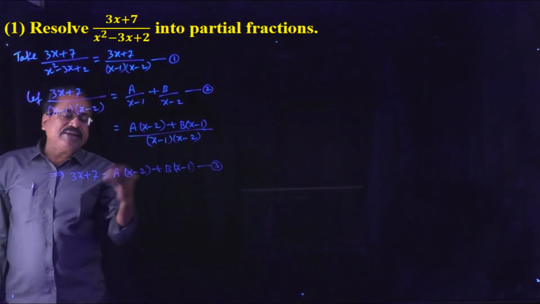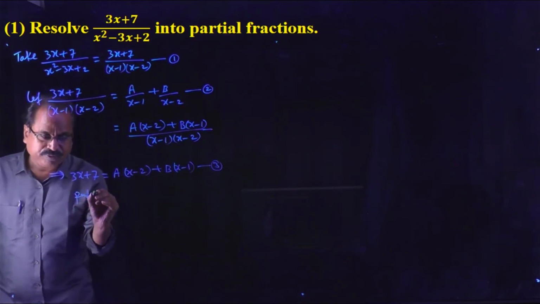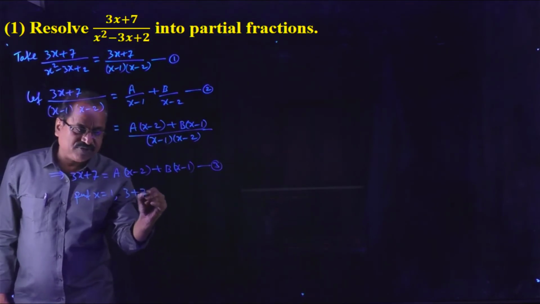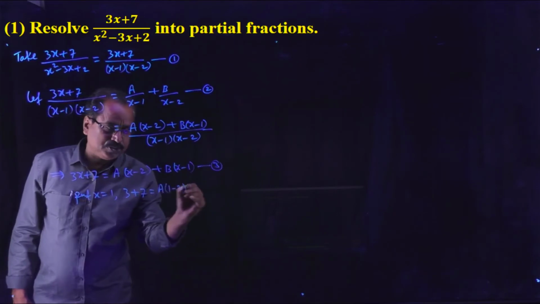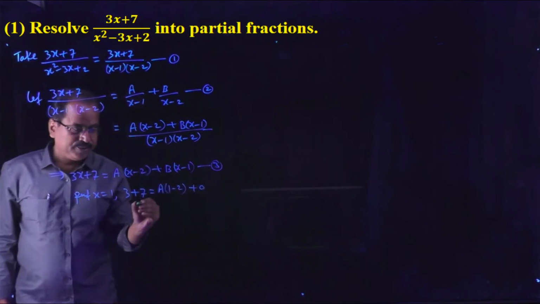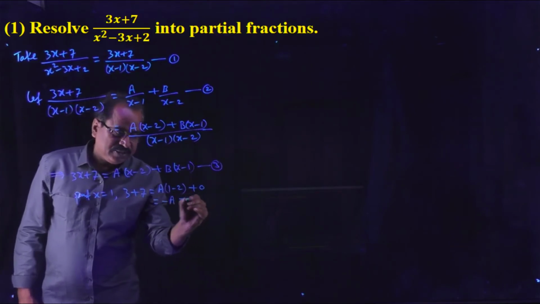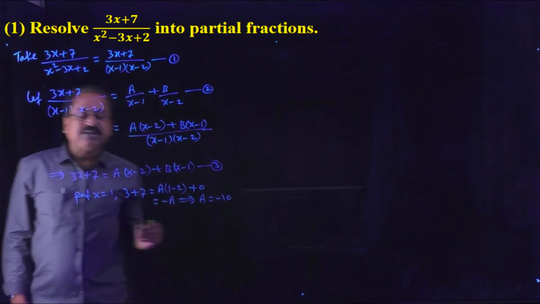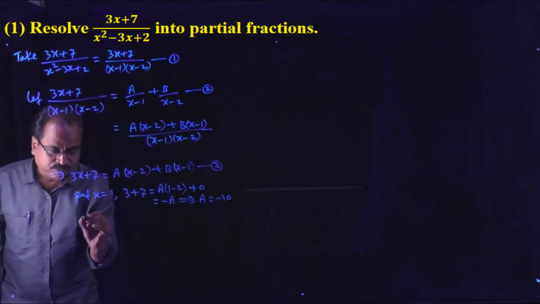Now, comparing like terms, put x is equal to 1. 3 plus 7 is equal to A into 1 minus 2 plus 0. This is equal to minus A. This implies A is equal to minus 10. Next, put x is equal to 2.